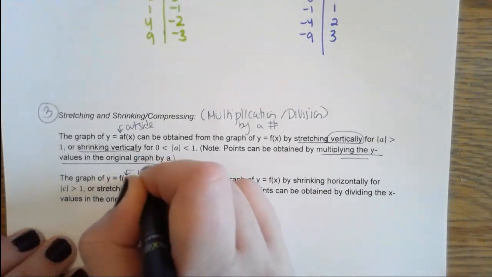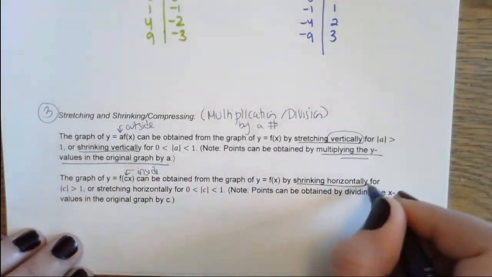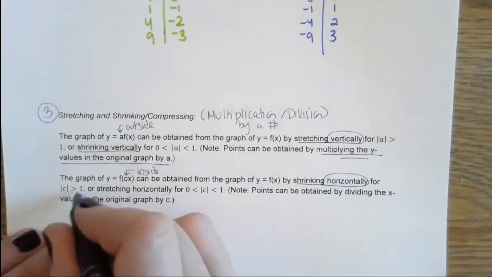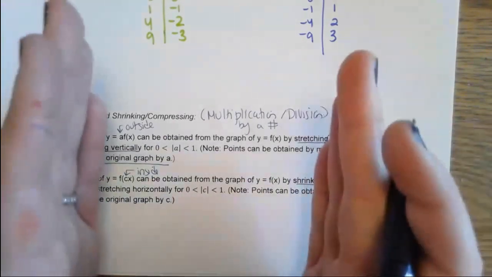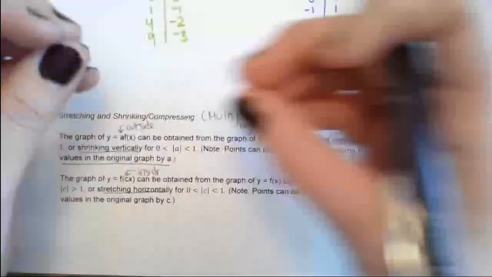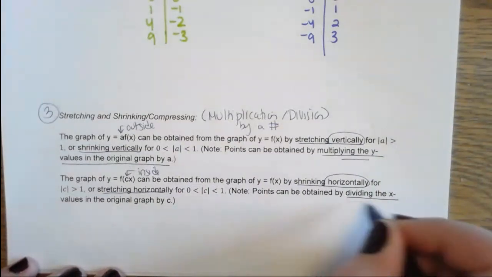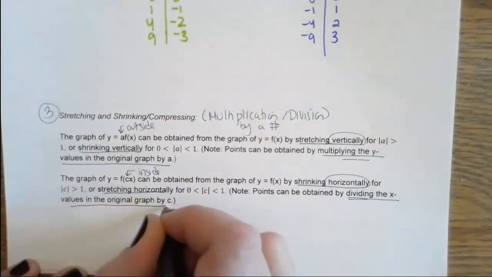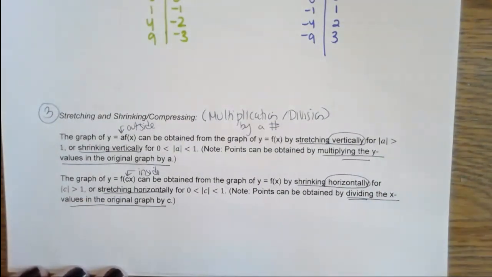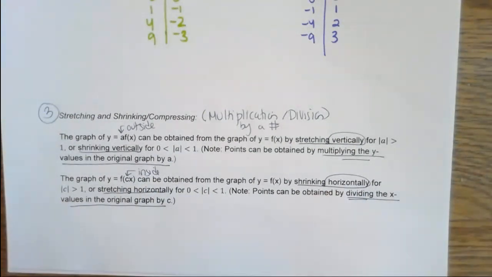If your change is on the inside, you get a change horizontally. It's a shrink if this value is big, so it compresses it inward, or you get a stretch if the value is small, so it kind of widens it. And you can find the new points by dividing the x values by that number. So again, the inside changes are kind of weird. You're not actually multiplying, you're actually dividing by that inside change. So it's something to watch out for.